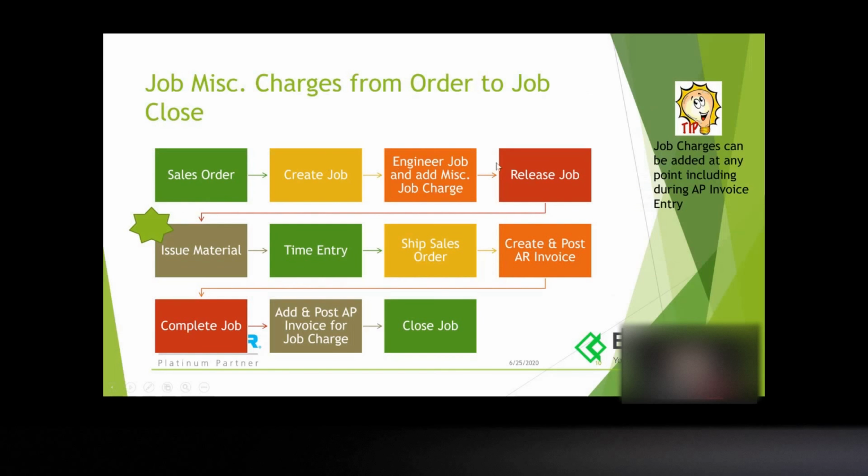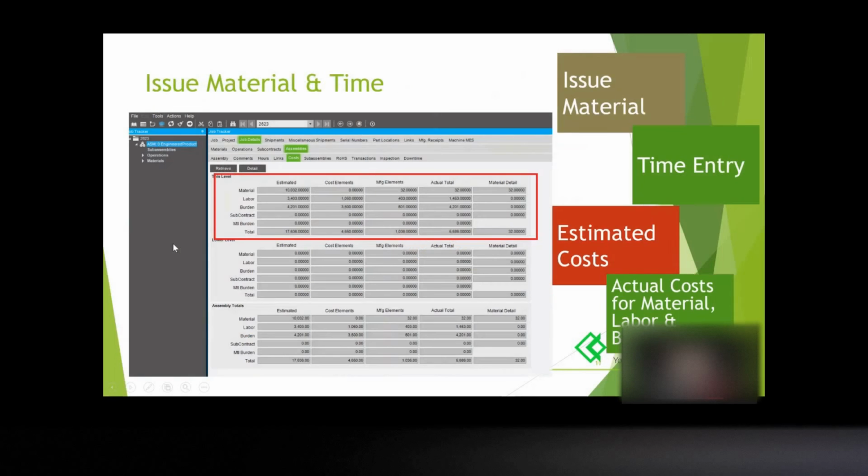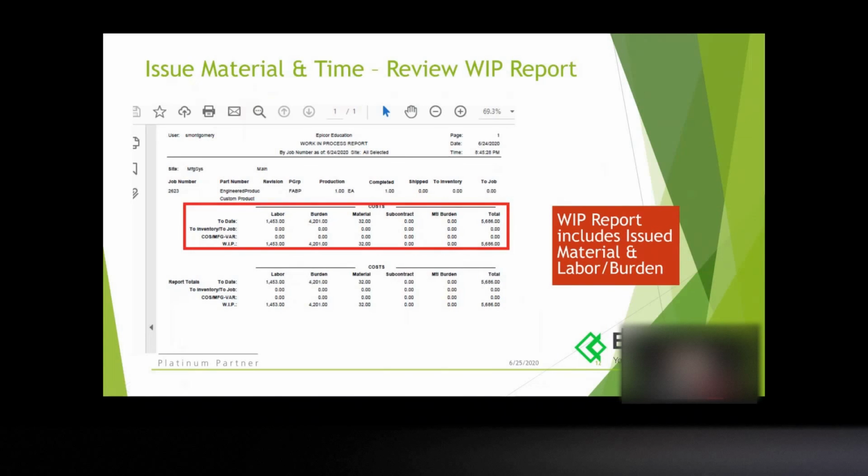Okay, so where are we? We released the job and we now have estimated costs that can include my job charge. And we issue our material and we do some time. So we've done those normal things that happen every day. Now we still have our estimated costs. We didn't change anything as far as our estimate goes. But we have some material and some labor and burden, just as you would normally see. Nothing really new here, but you can see how it becomes tracked.